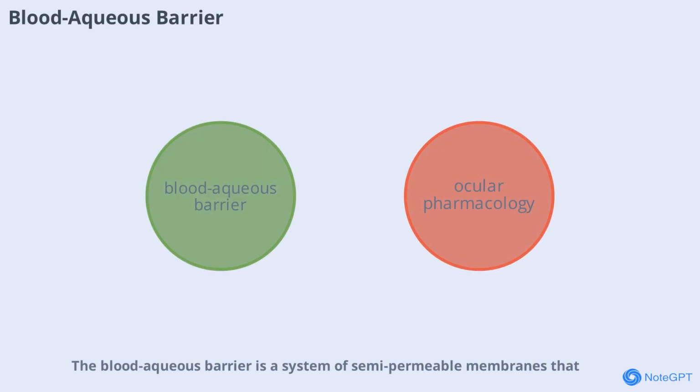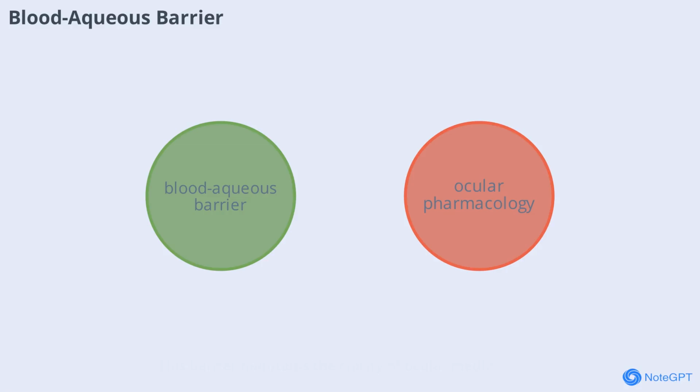The blood-aqueous barrier is a system of semipermeable membranes that regulate the exchange of substances between the blood and intraocular fluids. It exists at the retinal capillaries, ciliary epithelium, and iris capillaries. This barrier maintains the clarity of ocular media, but also limits the penetration of therapeutic drugs, making treatment of intraocular infections challenging. Only lipid-soluble substances can cross easily.